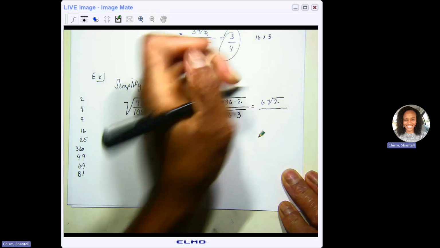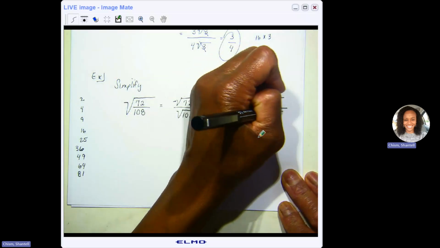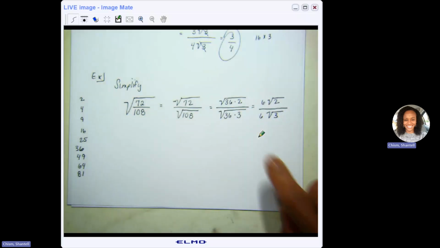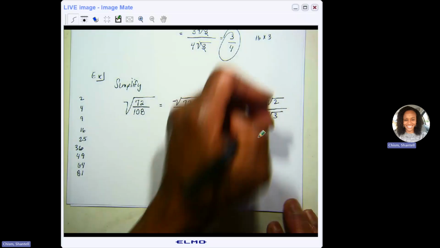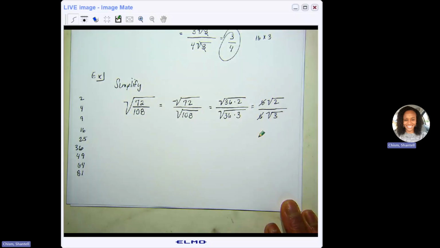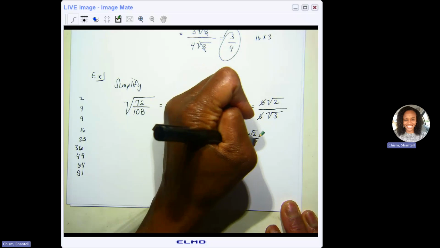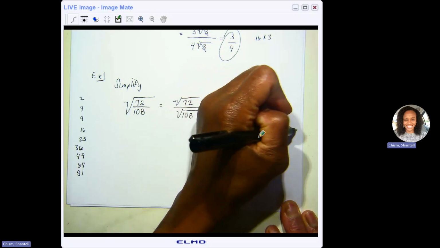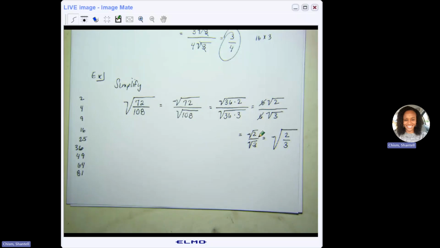And I'm going to do the same thing with the one on the bottom. Square root of 36 comes out as 6. And I got square root of 3 still under the radical because 3 is not a perfect square and 2 is not a perfect square. They stay under the radical. So the 6's cancel out this time. And my answer is just square root of 2 over square root of 3, which I can just write as square root of 2 over 3. And that would be your answer.